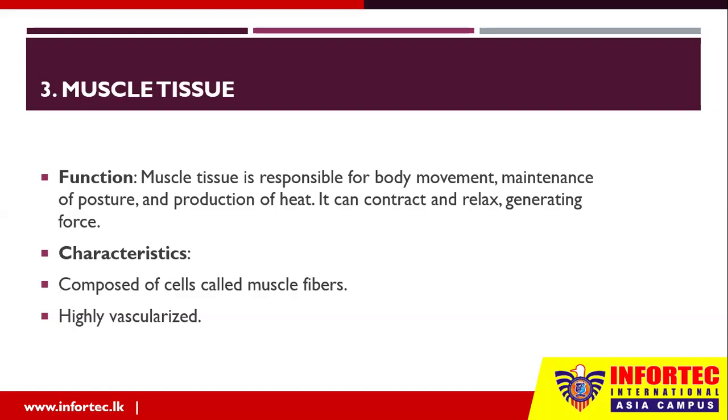When we consider our joints, these muscles help to stabilize them. Then the muscle tissue generates heat during various activities, especially skeletal muscles. What are the characteristics? Muscle tissue is composed of cells called muscle fibers, and it is highly vascularized.